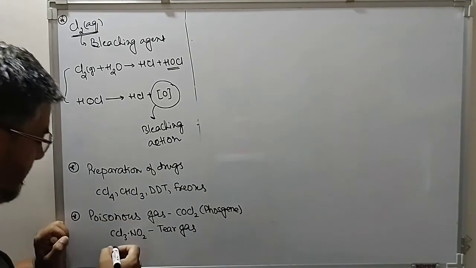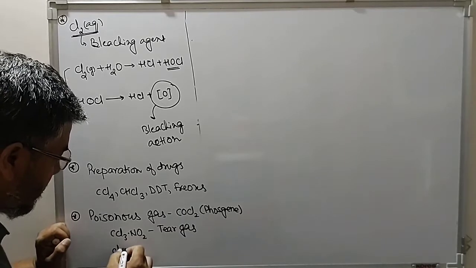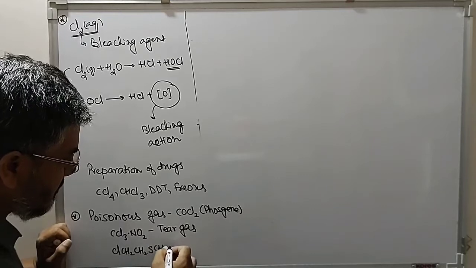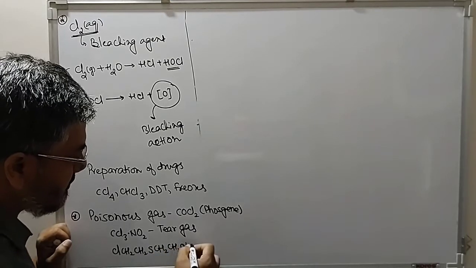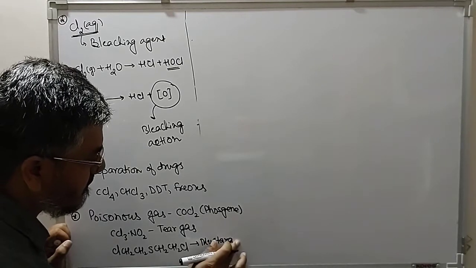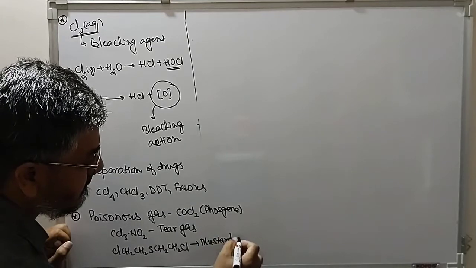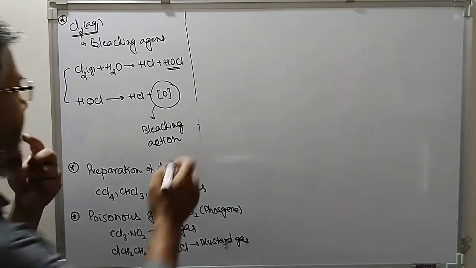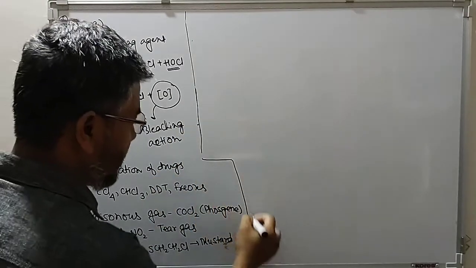That is tear gas. Then we have Cl CH2 CH2 S CH2 CH2 Cl. This is known as mustard gas. So these types of important poisonous gases which are used in chemical warfare are also prepared from chlorine. So these are some of the important uses of chlorine.